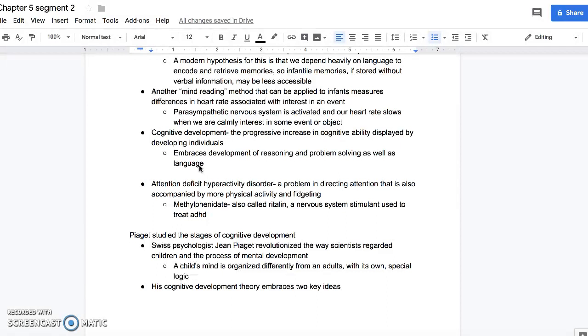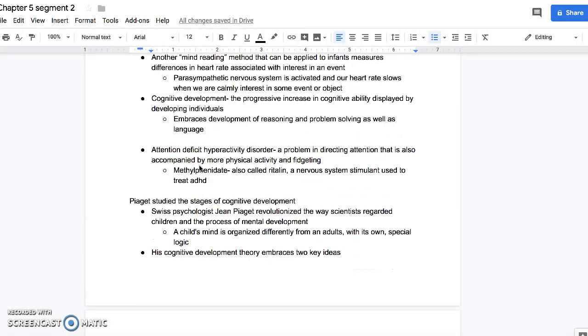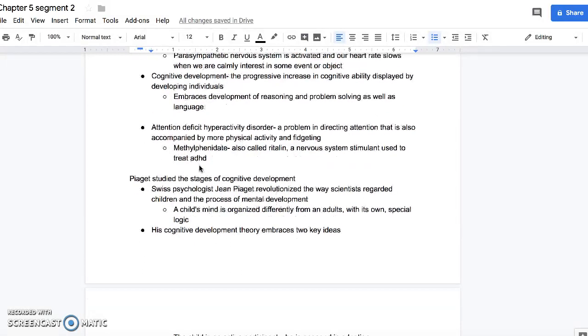Memory is but one of many capacities of the mind, which we next consider: cognitive development, which is the progressive increase in cognitive ability displayed by developing individuals, and this embraces development of reasoning and problem solving as well as language.